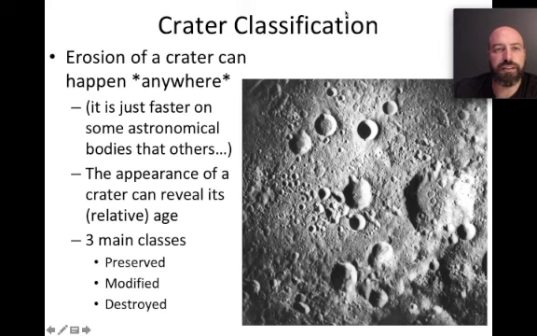So, crater classification, excuse me. I just mentioned the word erosion, that breaking down of material. It happens on Earth a lot faster because we have wind and rain. Out on something like the moon and areas that do not have an atmosphere, you aren't going to see that erosion. It would take a very long time for those things to happen. But it still does happen, and so the appearance of the crater can tell you how old it is.